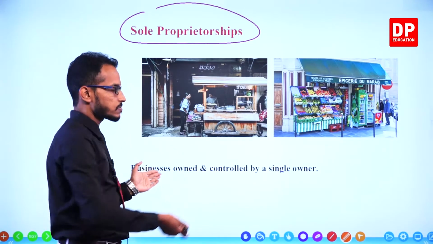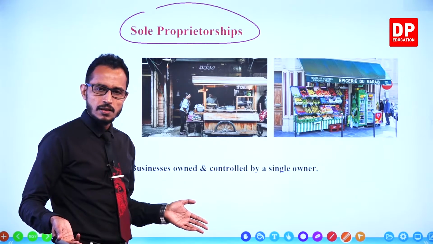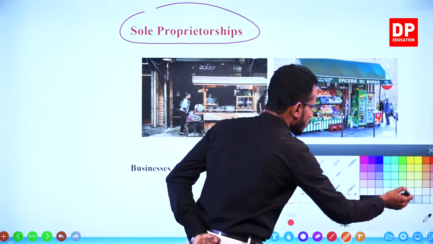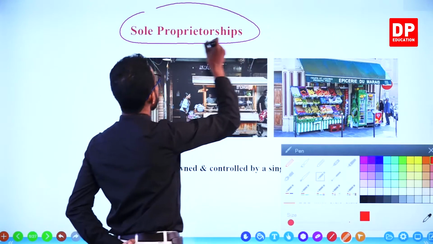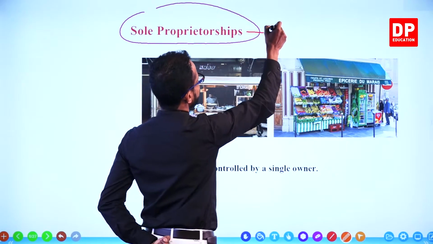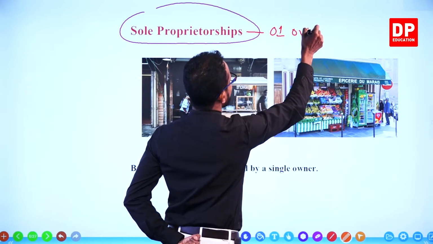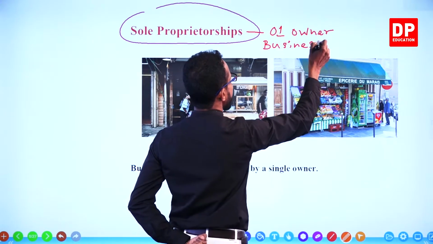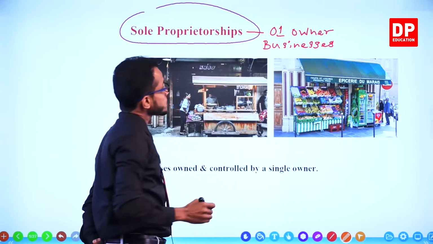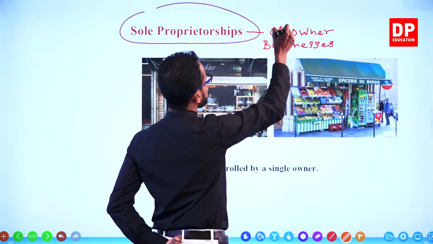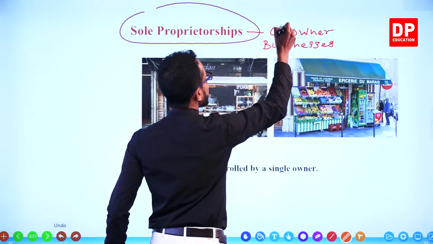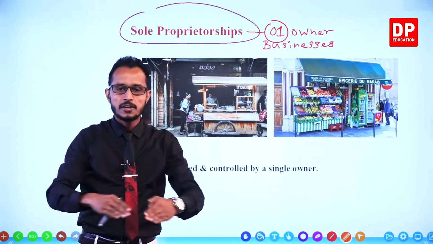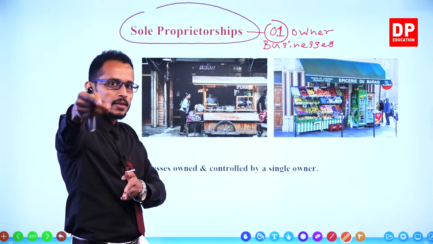What are these businesses? What type of business organizations are sole proprietorships? Easy, very easy. I'll put it this way: one owner businesses. One owner businesses, children. One owner. Businesses which are started and carried out by one person.